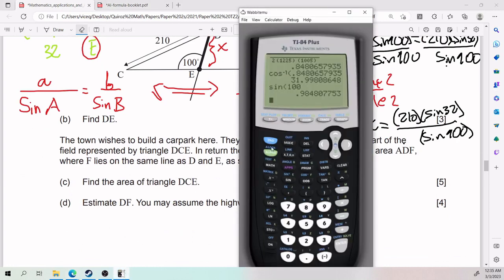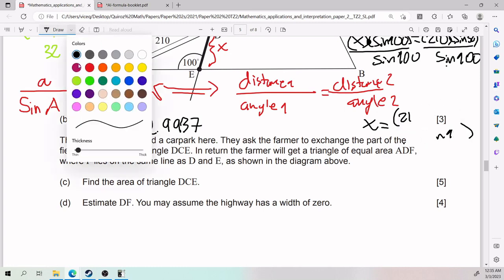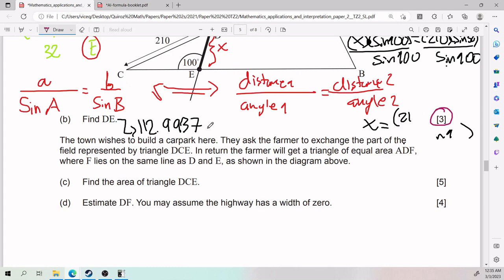So anyway, X is that. I'm going to go ahead and put it into my calculator, just so that you guys trust me. We have 210 times sine 32 divided by sine 100. That is that. We have that for part B. DE is going to be 112.9937. We also notice that this is worth 3 points. And because it is worth 3 points, we are probably missing something. We are missing our units. This is in meters. Careful. You can also write it out into significant figures, all the good stuff. You end up with 113.